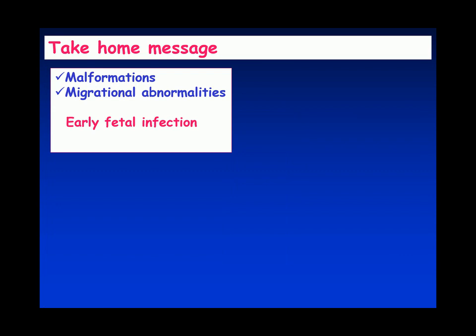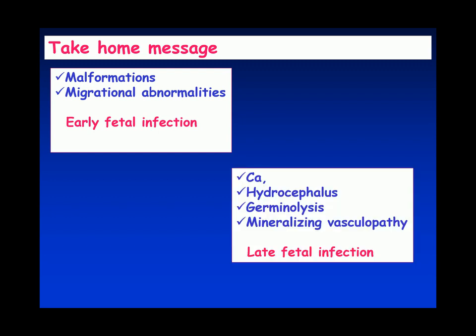So, coming to the end, what is the take-home message? Early fetal infections lead to malformation and migrational abnormalities. So it's a bad thing to contract infection early in embryogenesis, early in fetal life. Late fetal infection, of course, there are important complications like calcifications, hydrocephalus in many times, germinal lysis, or mineralizing vasculopathy, like in cases of CMV.